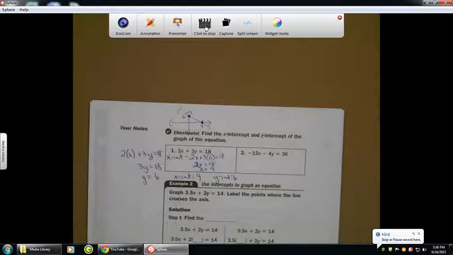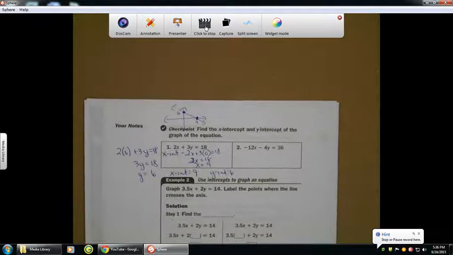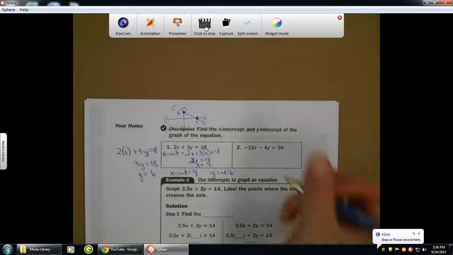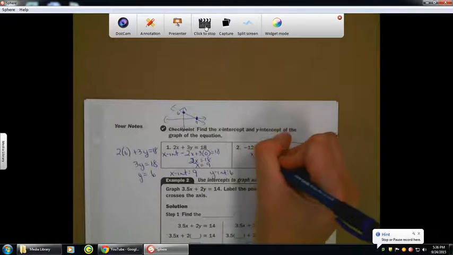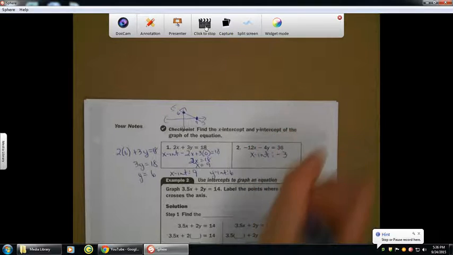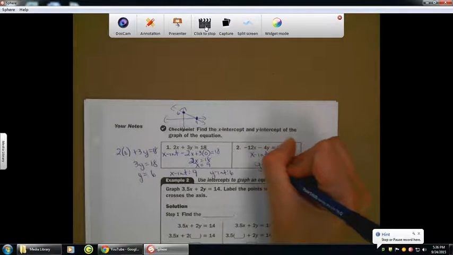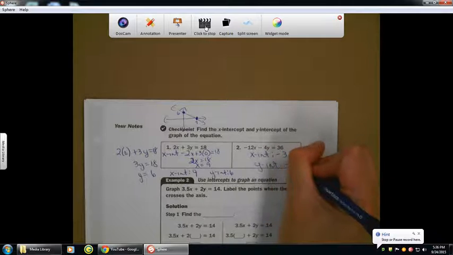I'm not going to show the work for number 2. If you did not get number 2 right, you want to stop and take a look at where your mistake is. But for number 2, the x-intercept is -3, and the y-intercept is -9.